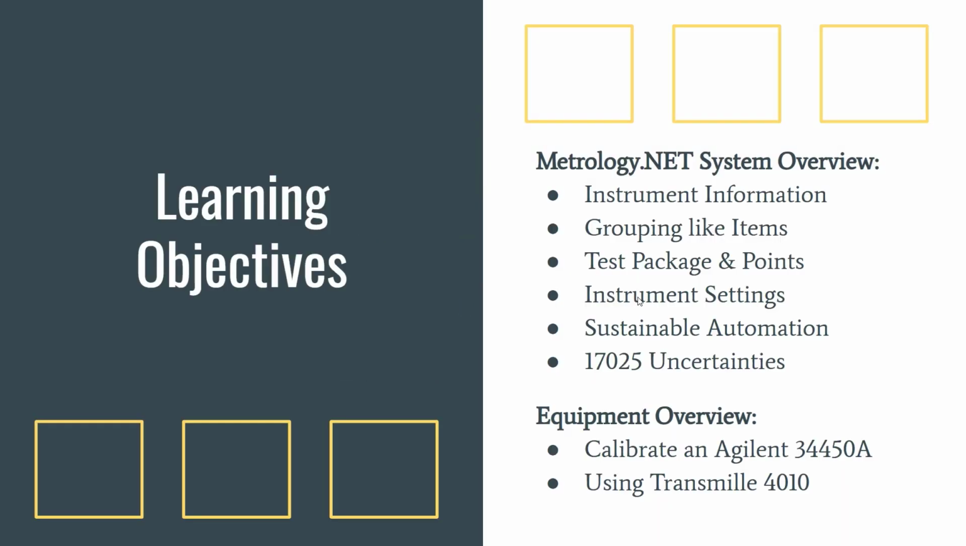I always like to start out with learning objectives. When we put this together, this was about 6 years ago. What we want to do is hit an instrumentation information overview, how we do groupings, test packages and test points, instrument settings, sustainable automation, and how we do 17025. And then it was built around a 34450 and a Transmille.